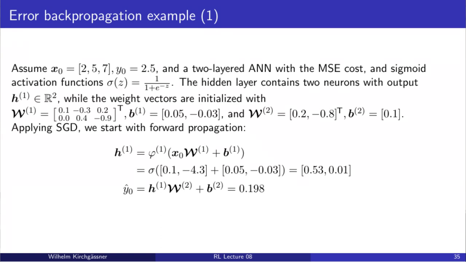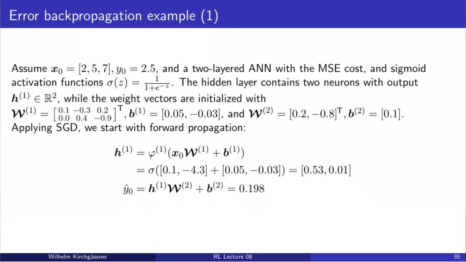The hidden layer contains two neurons with output h, while the weight matrices are initialized as you can see here. This is a three cross two matrix. You can see here the transpose symbol. The bias term is a row vector of two elements. The weight matrix for the second layer is smaller. It's just one column vector of two elements, and the bias term only consists of one element.